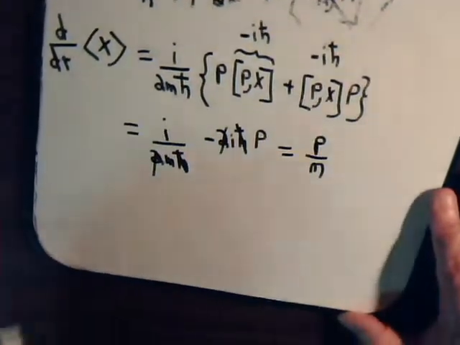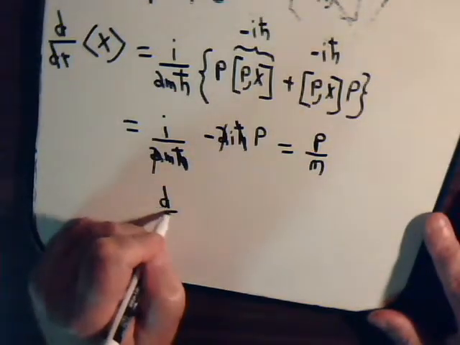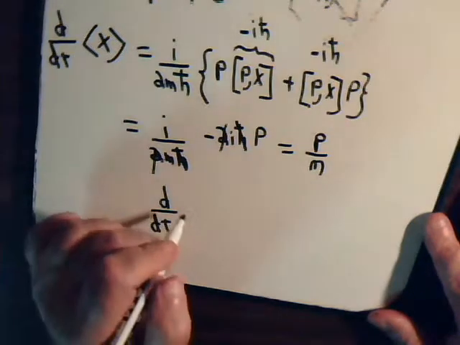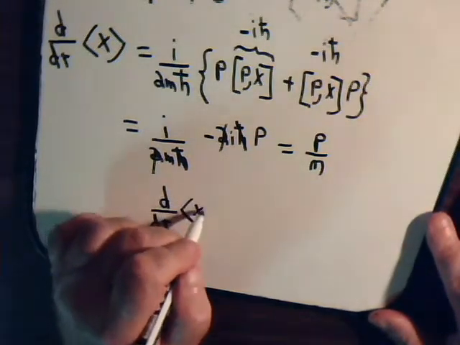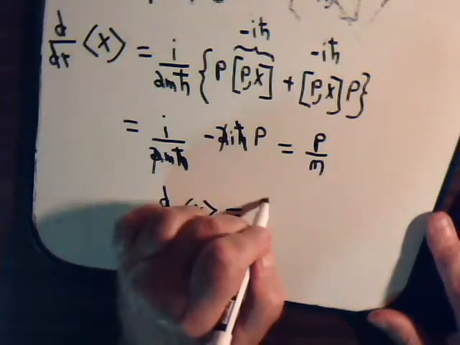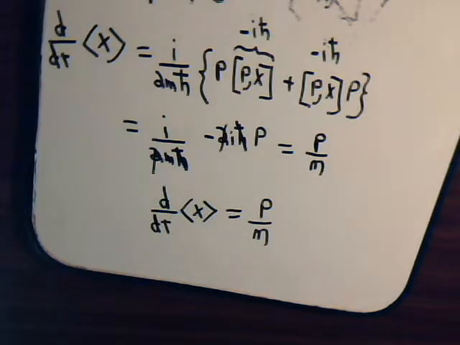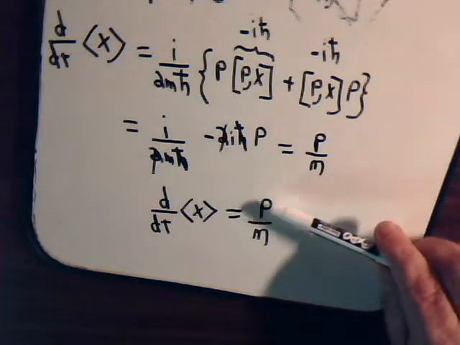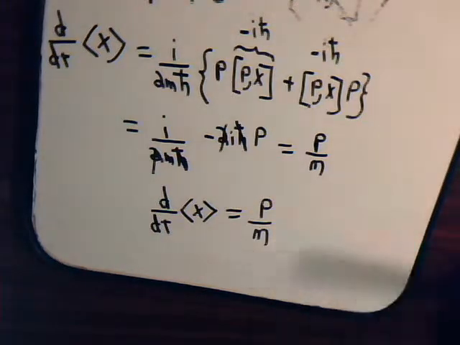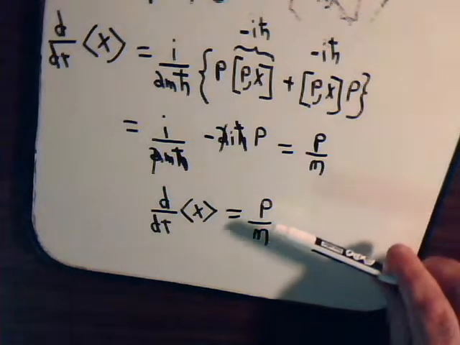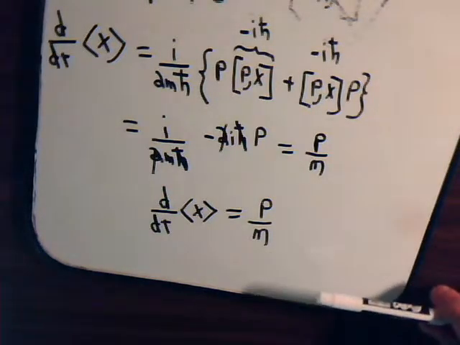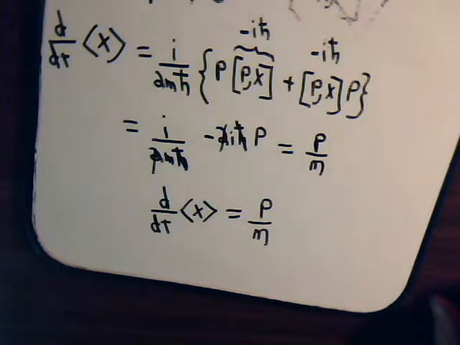So what we're saying then is that the rate of change of position, when we applied our formula, equals the momentum divided by the mass. And when you think of this in terms of classical mechanics, that makes sense. Mass times velocity divided by mass is velocity, so the rate of change of position of a quantum mechanical particle is momentum divided by mass, and that would correspond then to the velocity of the particle.